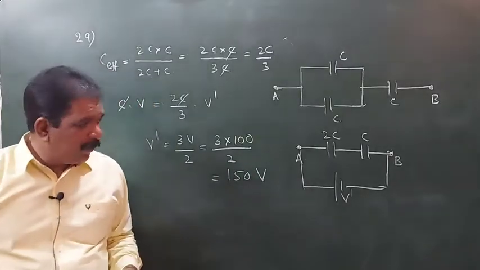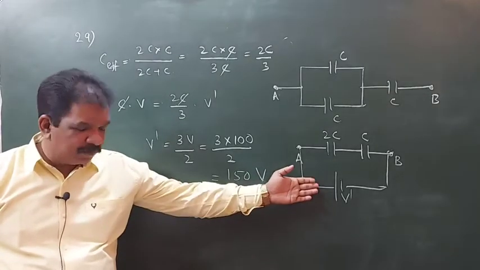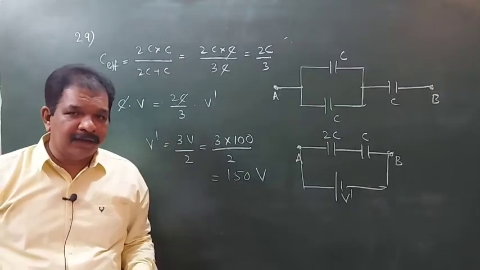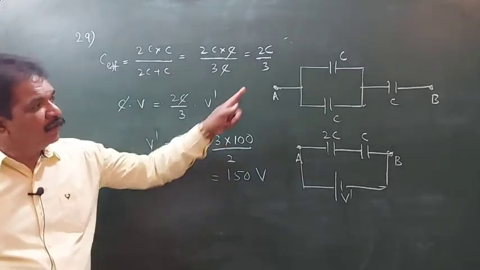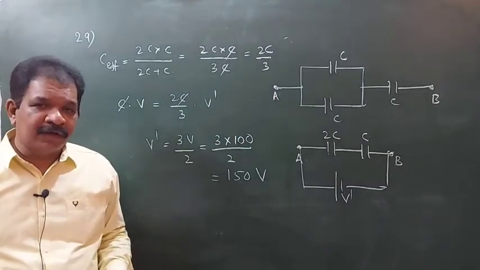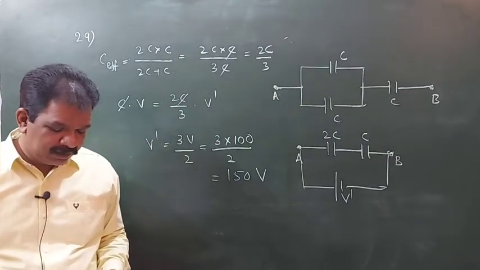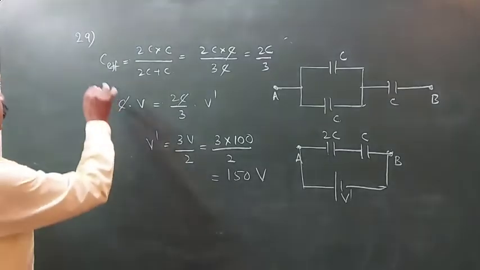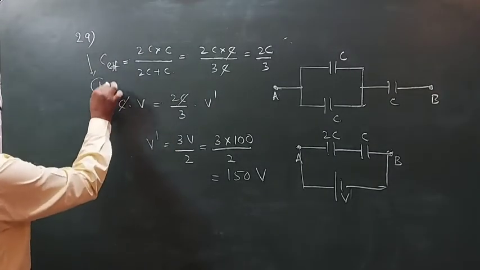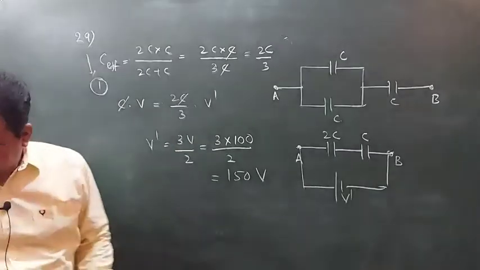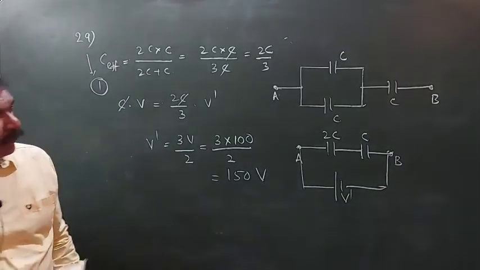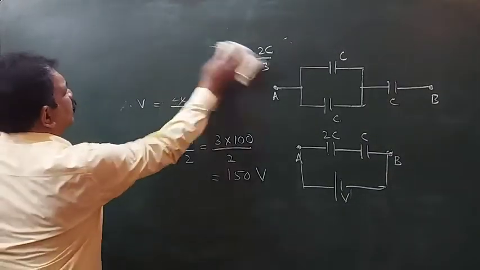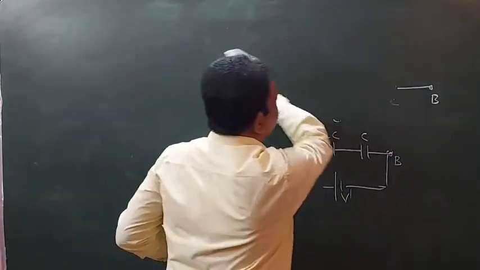So, maximum how much PD we can apply across A and B so that each capacitor will not be spoiled means 150 volt. So question 29 will be the first option. Next, question 30, you see. What are they asking in 30?